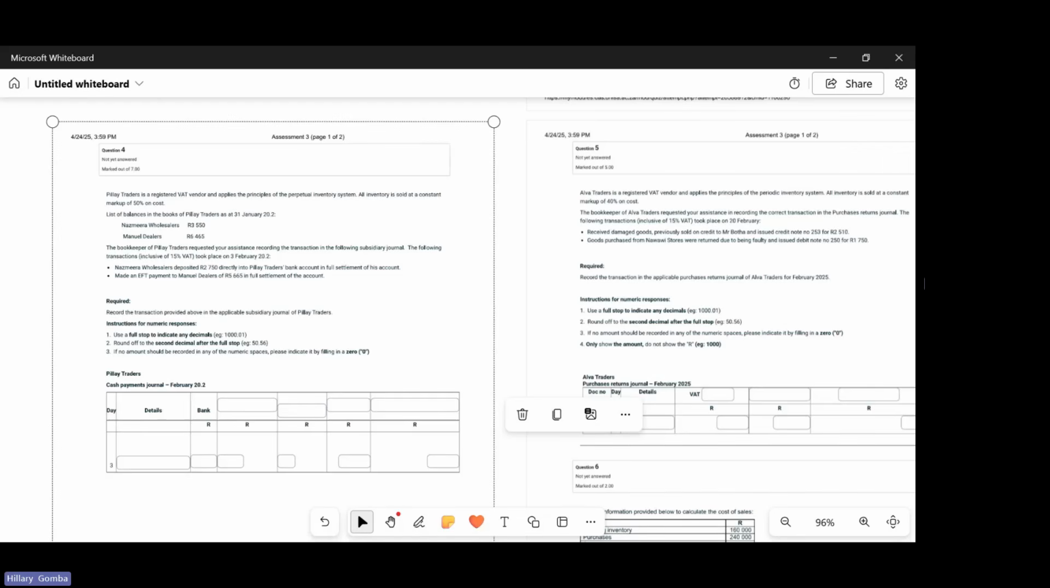Okay, so now we have our cash payments. Let's figure out. The first one says Nazmira, also, okay, before I proceed, which one do you think is a debtor and which one is a creditor? From the 2 examples that they gave us, which one is someone owing us and which one is the one that we're owing a company?